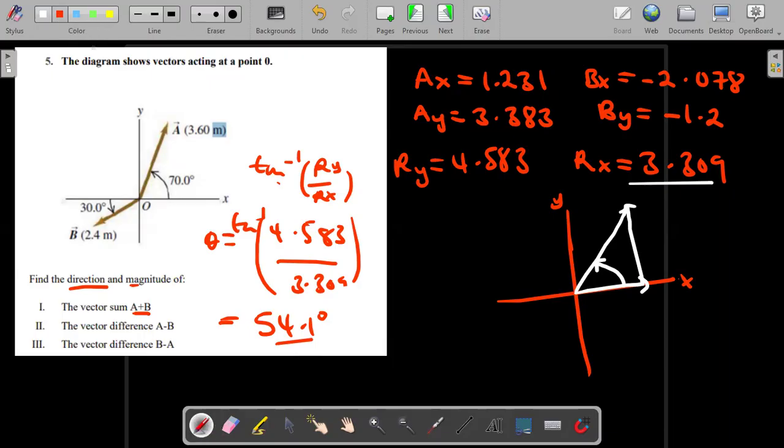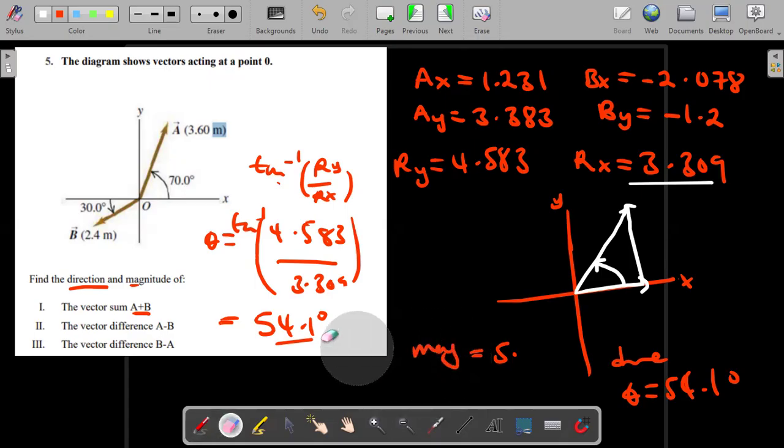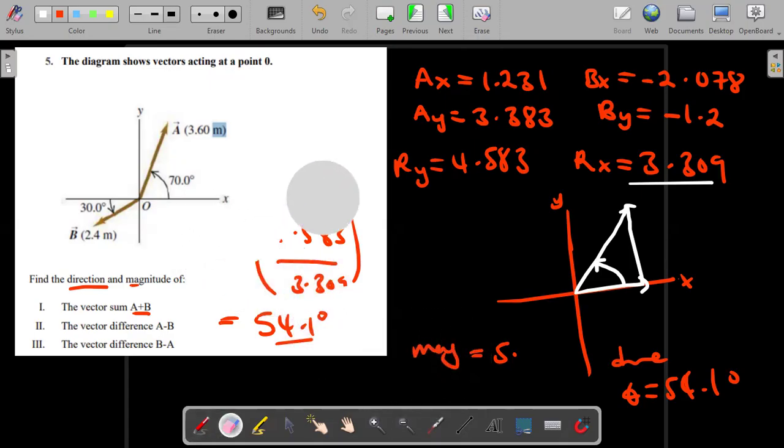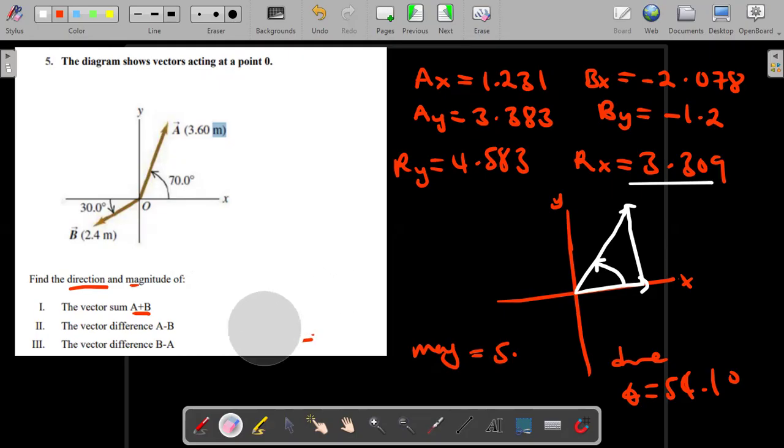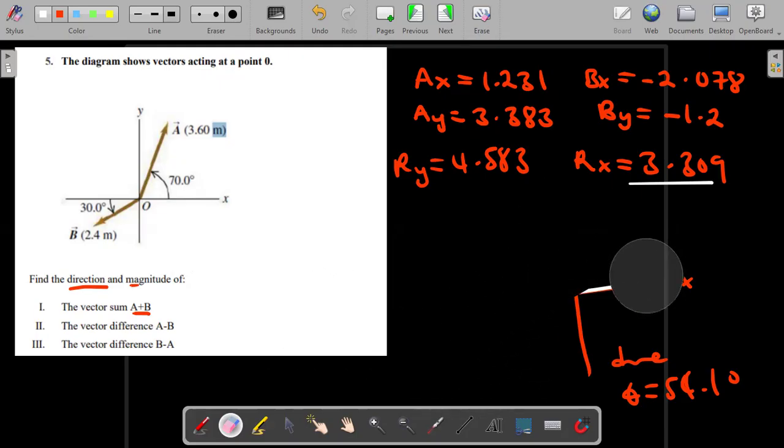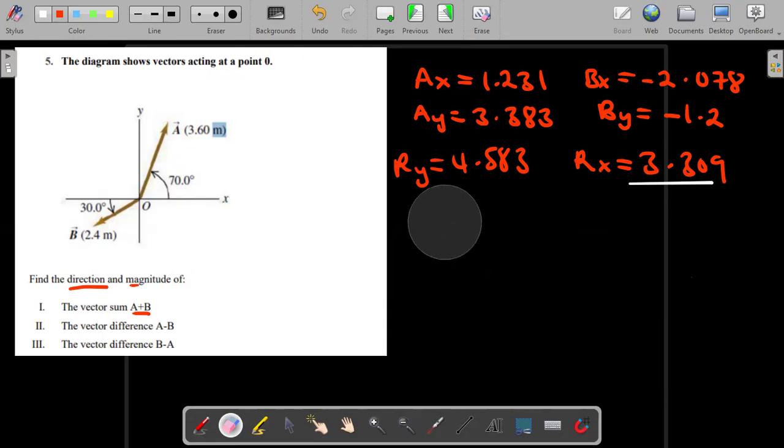So we found the magnitude to be 5 point something, and we found our direction theta to be equal to 54.1 degrees. So this here is my magnitude and direction. Then for the last question, I'll do the same, in the same manner in which we were computing.